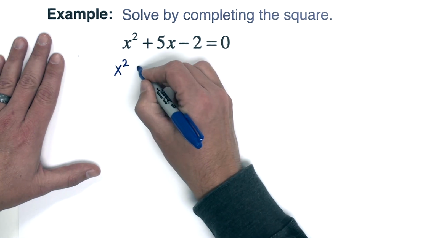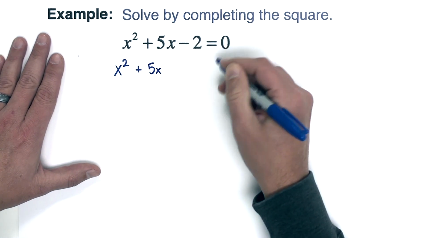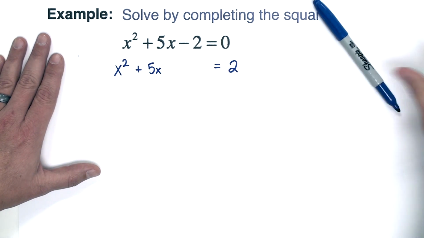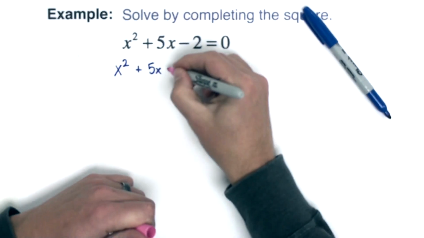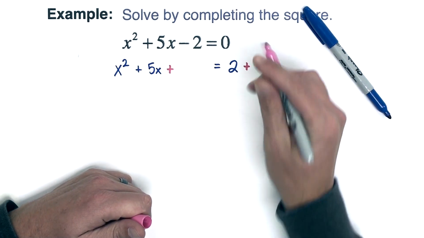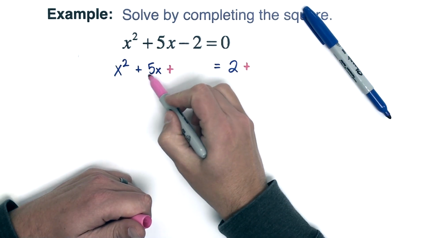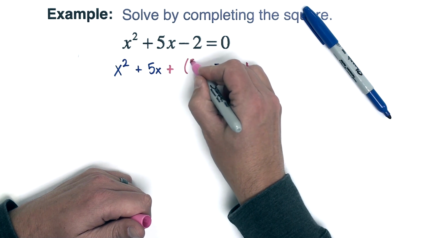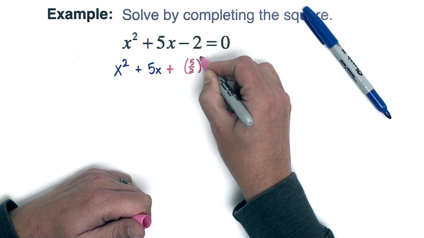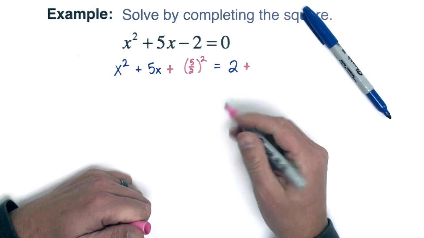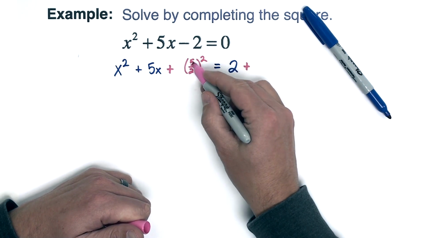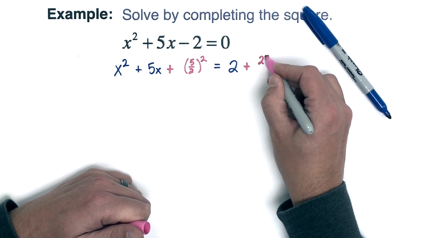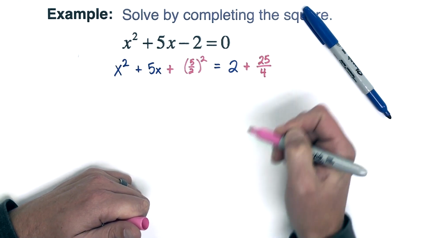I'm going to begin by isolating my x's. So x squared plus 5x equals, the minus 2 goes over to positive 2. Now we're going to add to both sides. This is where it gets tougher. I need to do half of 5. Well, half of 5 is 5 halves. I'm going to square it. And over here, I want to add the same thing, 5 halves squared. And let's just go ahead and do that math. 25 fourths.